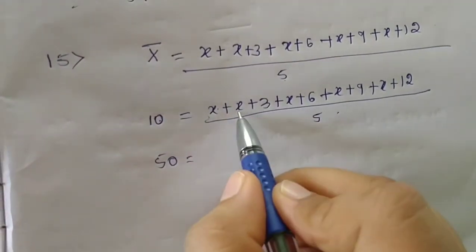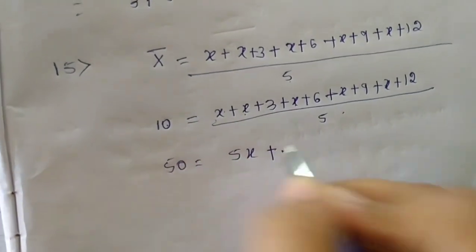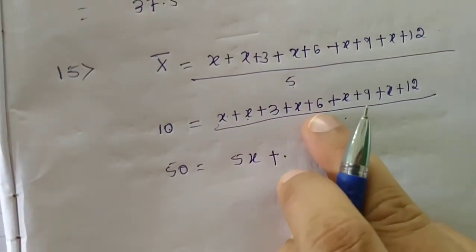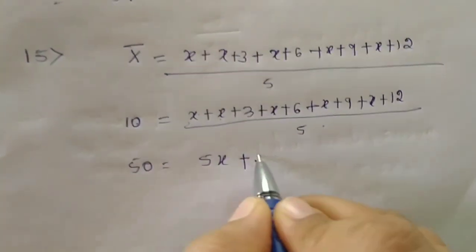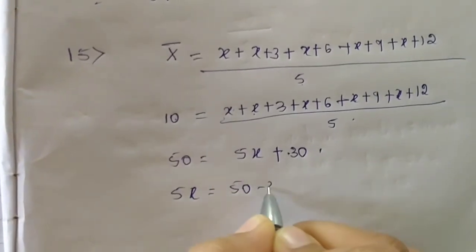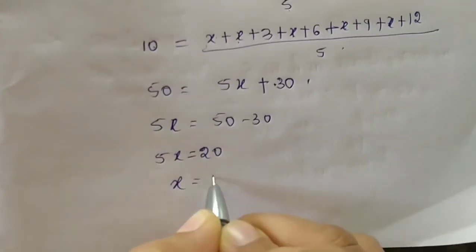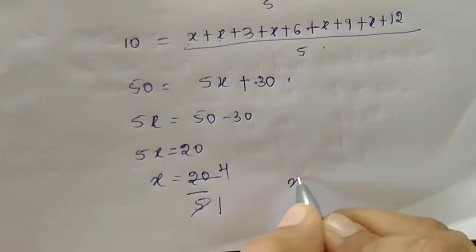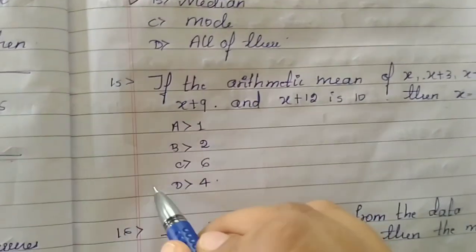So x plus x, 2x, 3x, 4x, 5x. Then 5x plus 6 plus 3 is 9, 9 plus 9 is 18, 18 plus 12 is 30. So now 5x will be equal to 50 minus 30, that is 5x equal to 20, x equal to 20 divided by 5. 5 fours are 20, so the value of x is nothing but 4. The correct option is option D here.